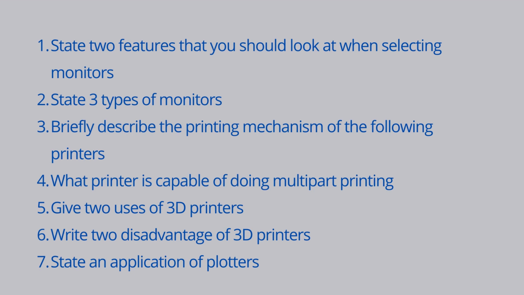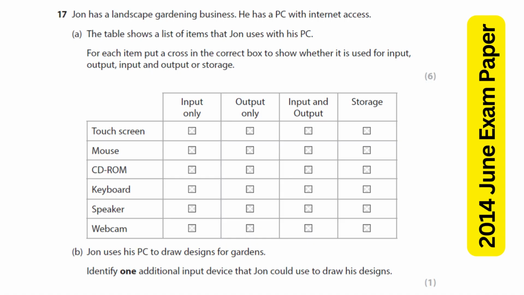Plotters are used to print large maps and technical drawings that are developed using computer-aided design, and because of this, a lot of civil engineers and architects use plotters to print. Okay, this is a question that I took from the 2014 June paper. This is an easy one. There are some devices given in a table, and you need to mark whether it's an input, output, both, or storage device. Okay, let's go through.